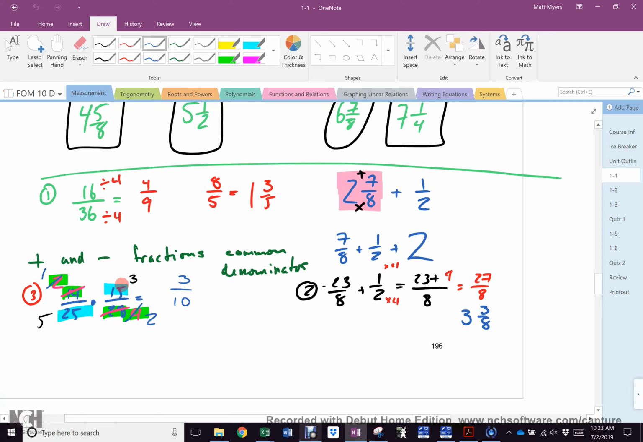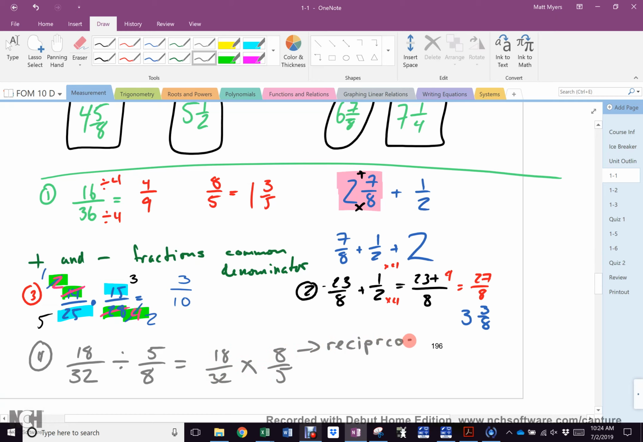Now some kids might actually go 14 times 15 and get 210 over 25 times 28, 700. And then simplify these giant numbers. That's dumb. Don't do it that way. But if you like doing it that way, would I make you change? No, go ahead. That's number 3. And finally, number 4. What changes if I give you this? What's the only change that happens in number 4? Right. It becomes 18 over 32 times what? 8 over 5. The reciprocal. And then we go back up to here. I know I'm going fast because you should all already know this, right?